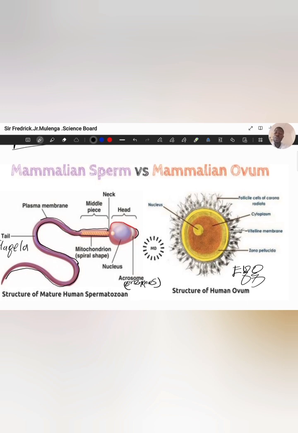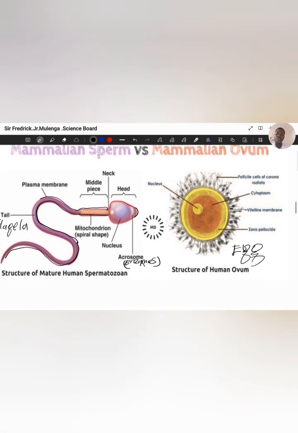So it makes the sperm cell move forward as it is wagging from left to right, just like that. So the function of the tail there is to help this sperm cell to swim. All right, those are some of the important parts of the sperm cell.